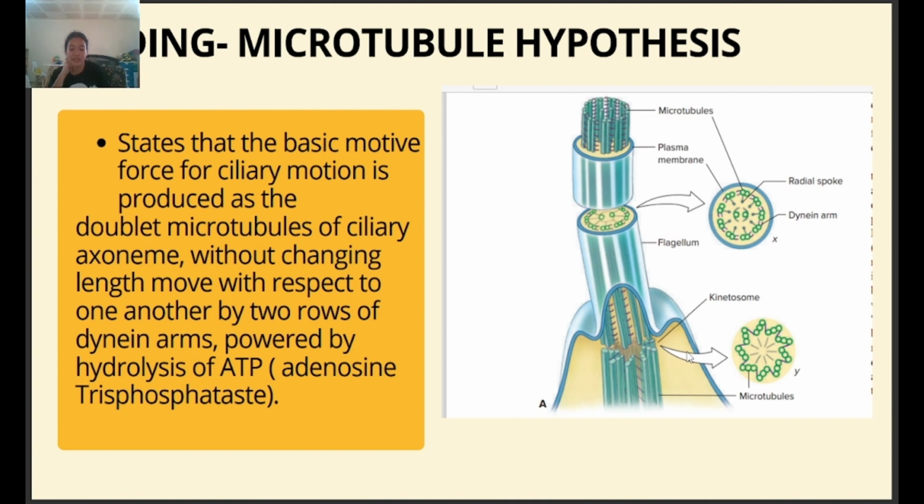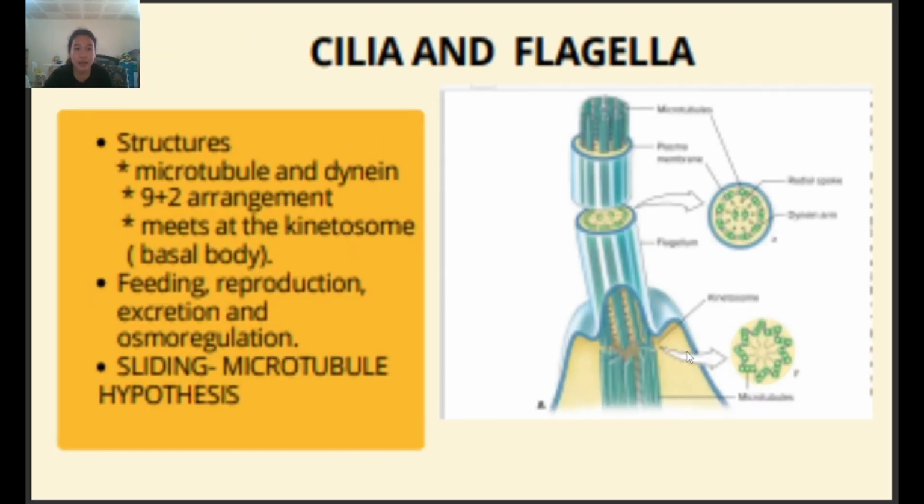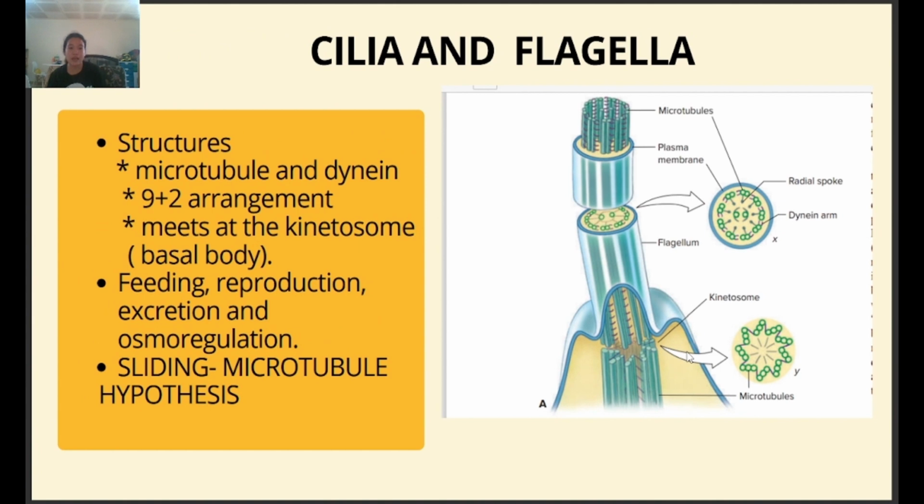That is inside the cytoplasm of the cell. They vary in number, some have 2, some 4, some 6. And cilia and flagella are not only used for locomotion but also in feeding, reproduction, excretion of waste, and osmoregulation. All in all, their importance is not only in locomotion but also in other processes.